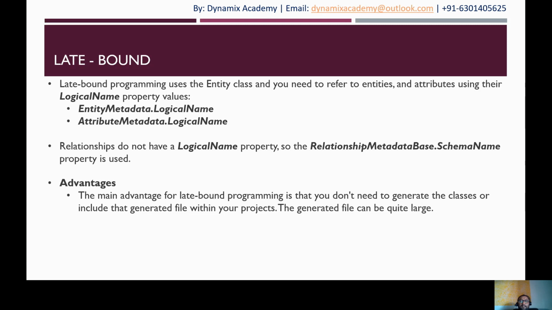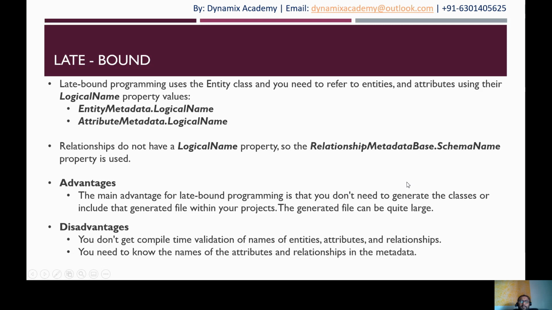But at the same time, it has some disadvantages as well. So let us now have a closer look at those disadvantages. The number one disadvantage is you do not get the compile time validation of names of entities, attributes and relationships. That means, let's say if you have forgotten or misspelled some of the names of the attributes within your code, still your code will compile properly and it will fail only at runtime. So that is one of the biggest disadvantages.